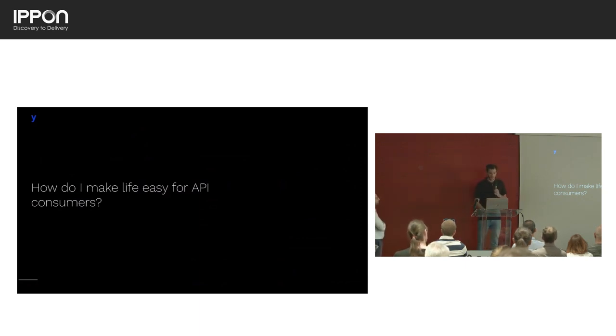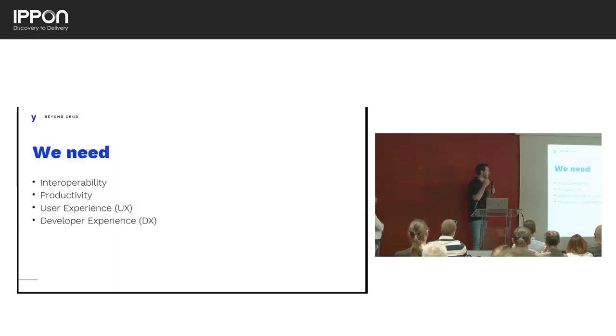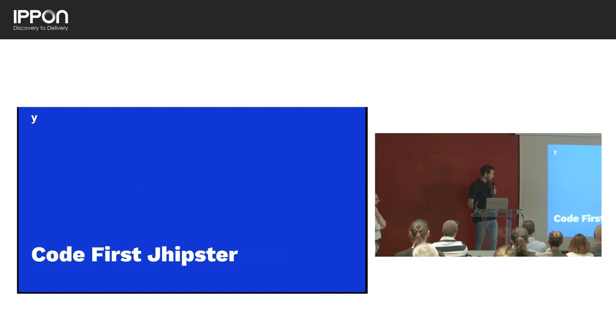We need interoperability. We need all the ecosystem to be productive. Everybody must be productive. You have to think about user experience when you design the APIs, and not only how the database is structured. And you have to think about developer experience, not only JHipster developer experience, but also for the developers who interact with your application. So JHipster already helps you with this.